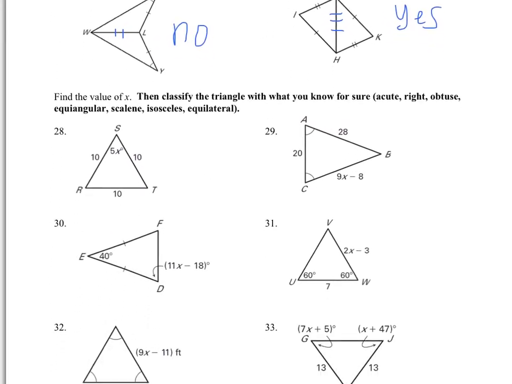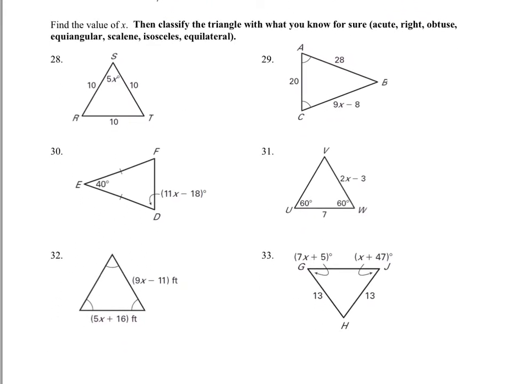All right. The last thing that we learned in Unit 4 is that if two sides are congruent, the two angles across from them are also going to be congruent. So we're going to use that rule to solve to find x, and then we're going to try to classify the angle as much as we can. It's possible we won't be able to fully classify it, and I'll explain why when we get to one.